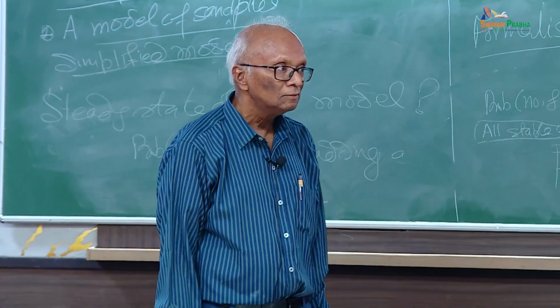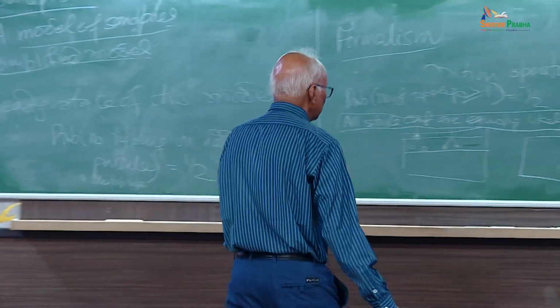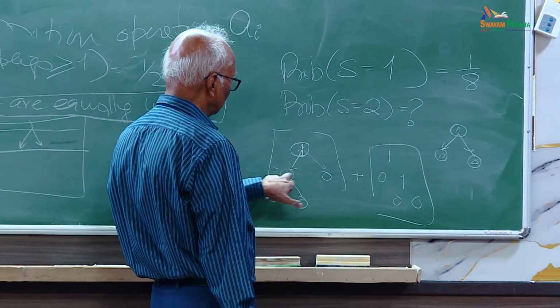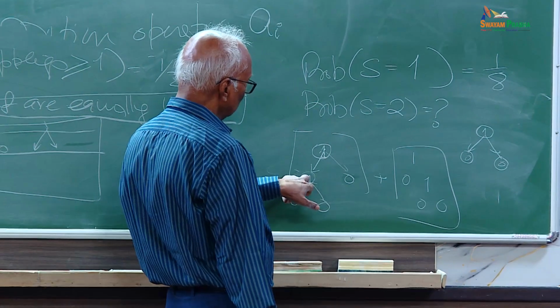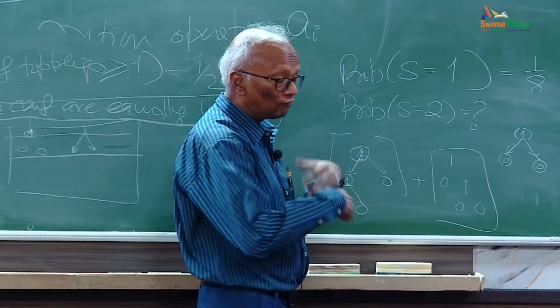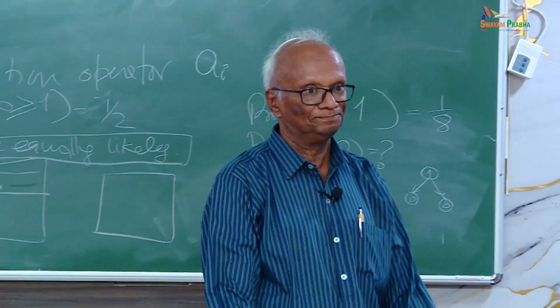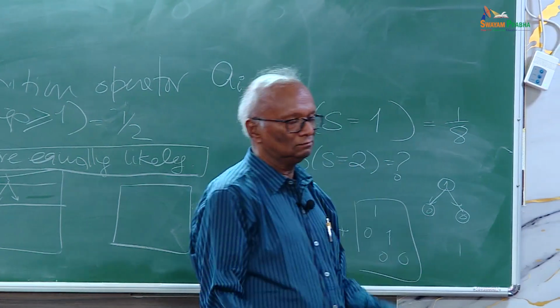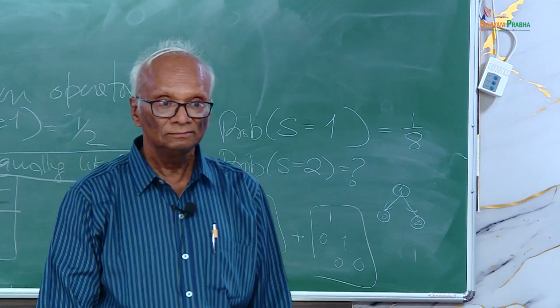S equal to 2 means 2 topplings. I add here, then this will topple, then this will send one particle. This will not topple because it's a 0. This will topple, but these are 0, so there is no further toppling. Exactly 2 topplings occur. And the other case is that one is on this side, doesn't matter.